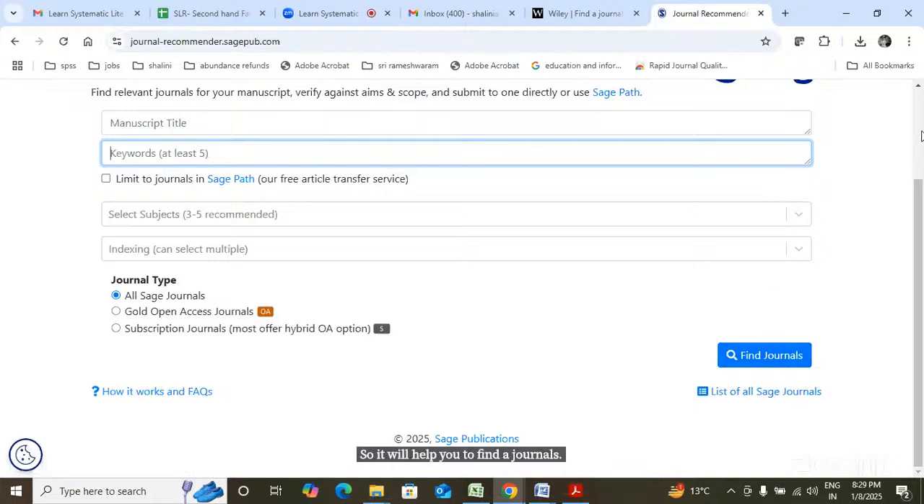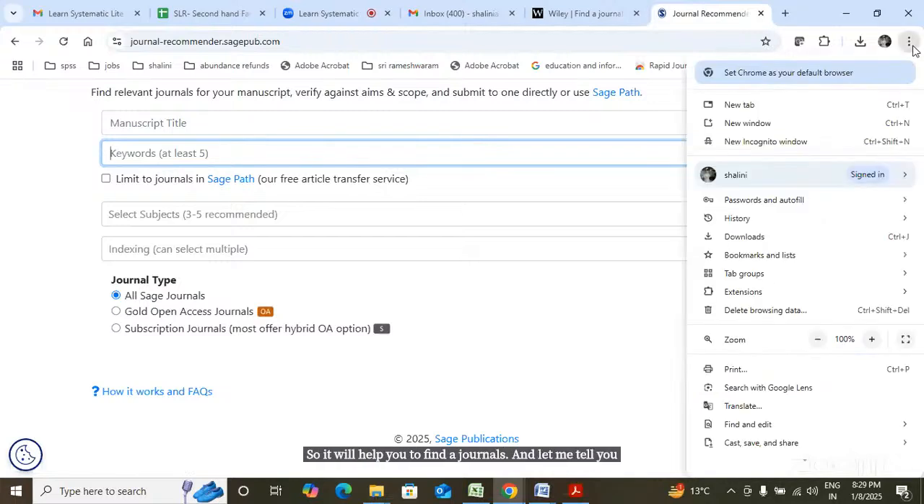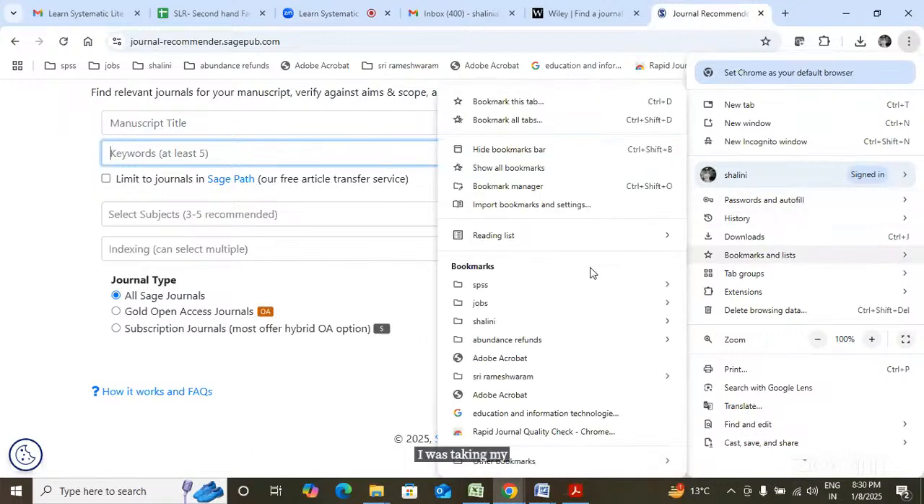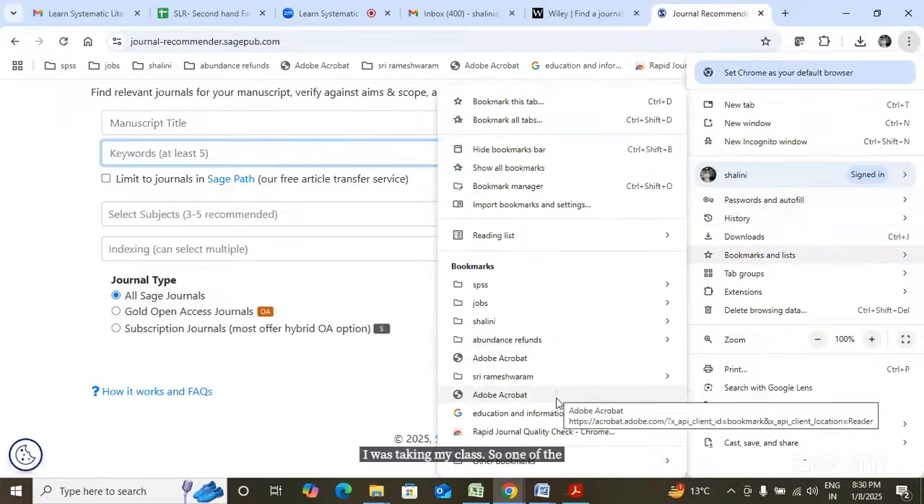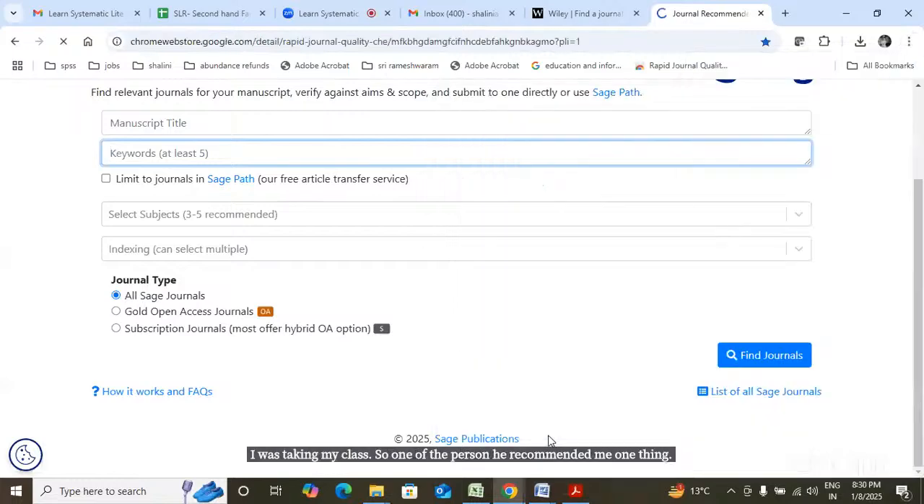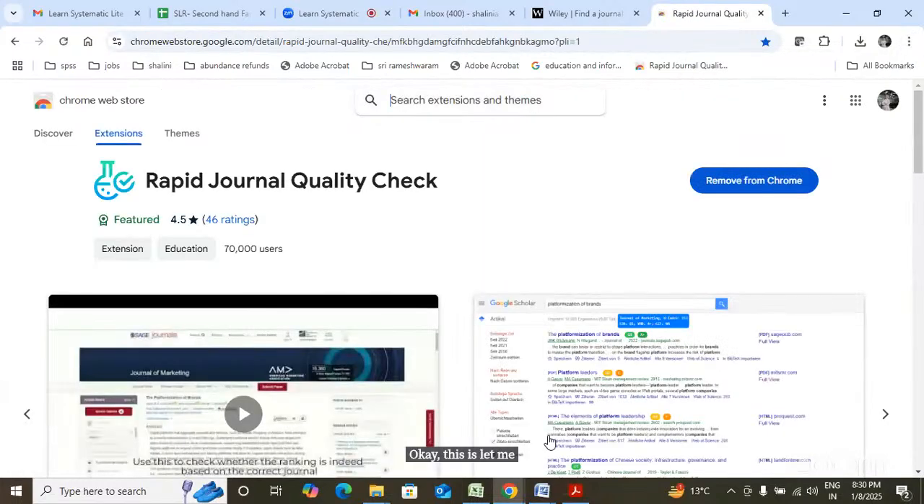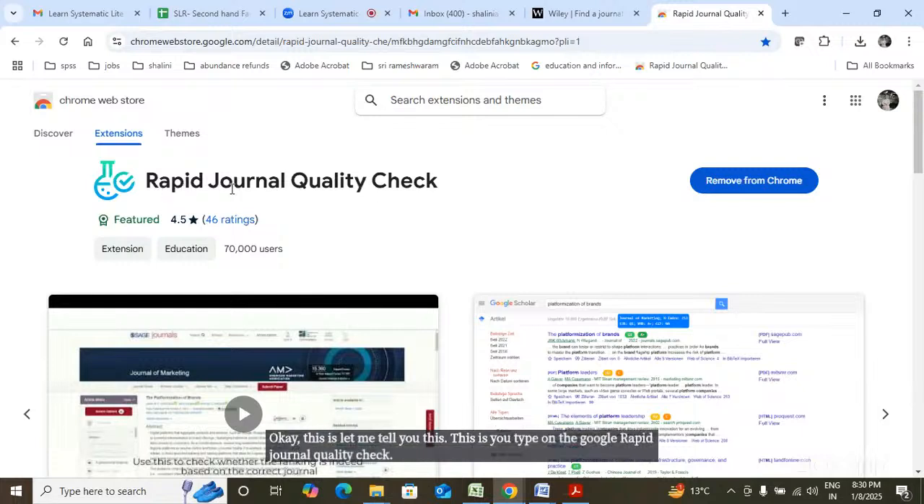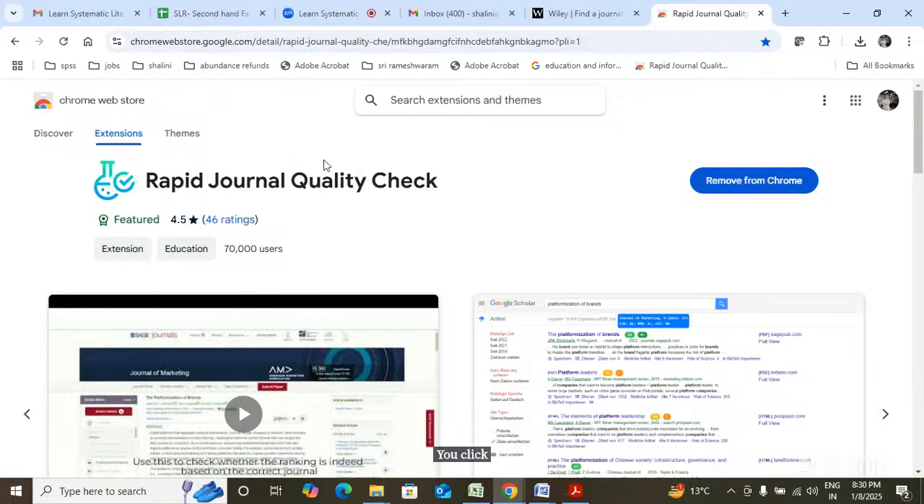And let me tell you one more thing. I was taking my class, and one of the persons recommended one thing. You type on Google "rapid journal quality check". You click onto this, and you download this software.